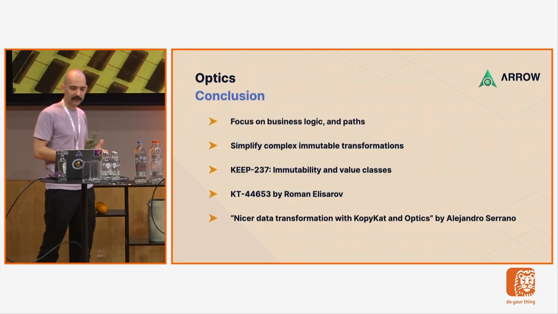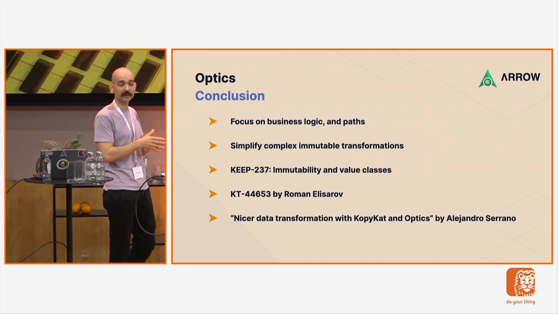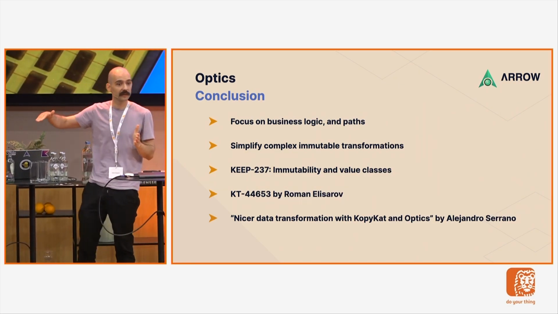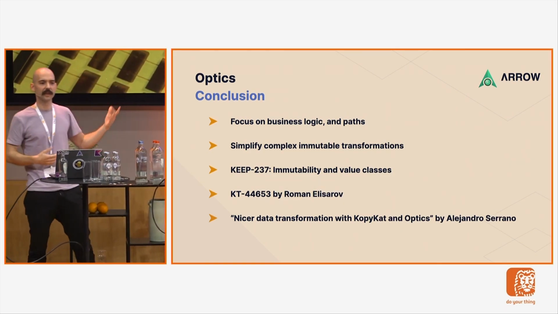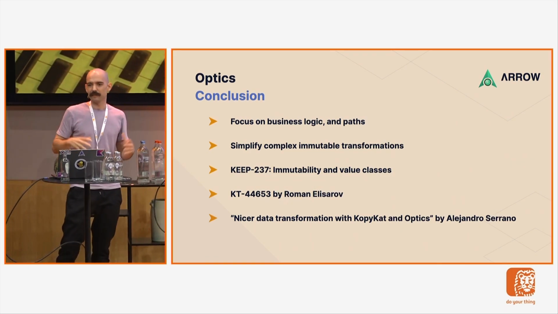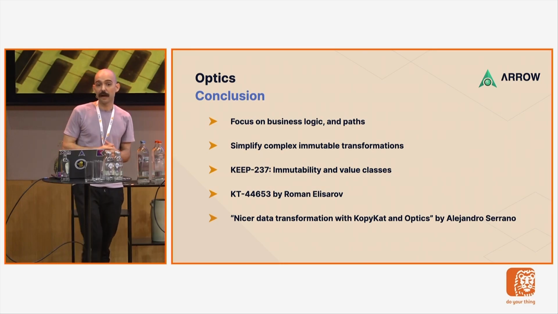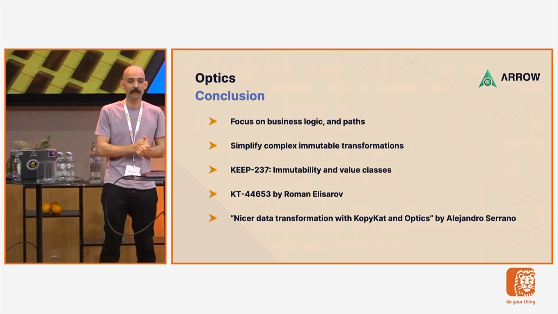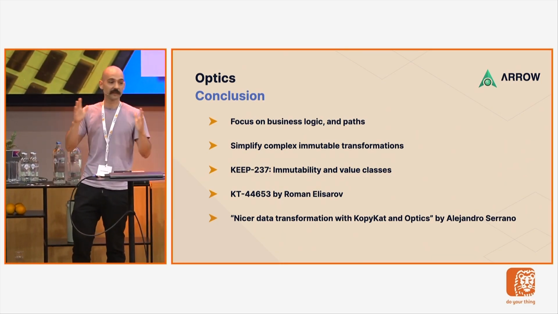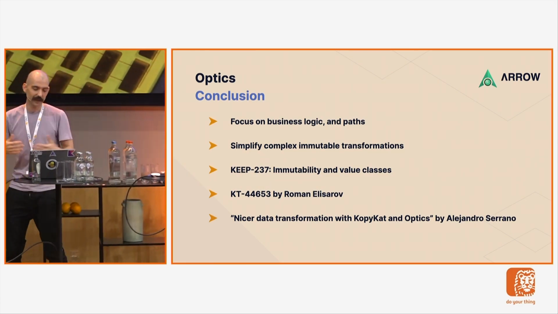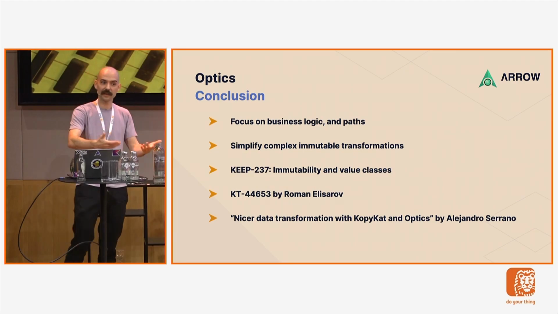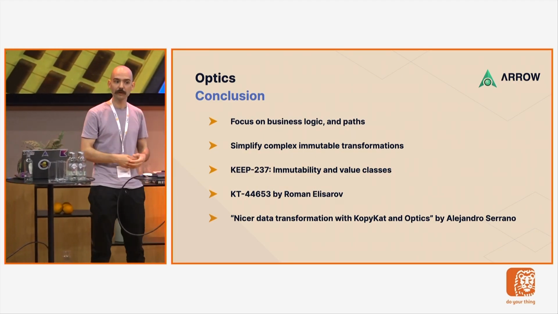So to conclude, optics allow us to focus on the business logic and the paths in our data, right, nothing else. Allows us to simplify very complex immutable transformations, but I think this truly belongs in the language, right? This is, I think, an issue that all of us encounter, and to make it even worse, I hear from many people that they keep their hierarchies shallow to avoid this kind of code, right? So I think Kotlin should facilitate that and remove that hurdle.